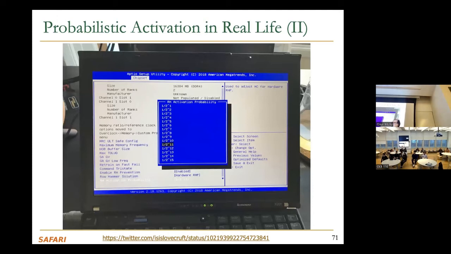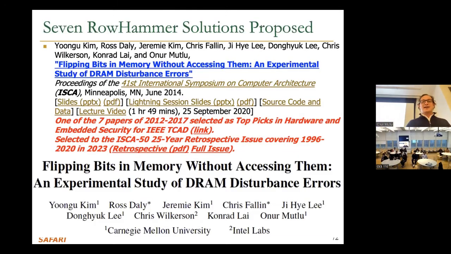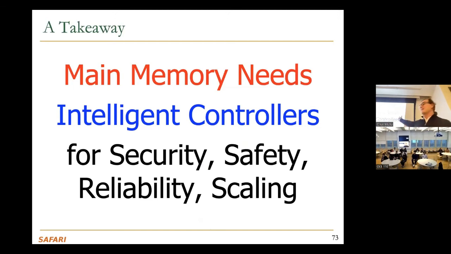Basically, the probability could be this. Hopefully, you don't choose every other activation to refresh your rows, right? So this was a step in the right direction. People were actually designing memory controllers that could mitigate the issue, and we thought it would go nicely. And I think it kind of rhymes with what we have discussed earlier. We always argued for having intelligent controllers in memory for security, safety, reliability, and scaling. This was an example.